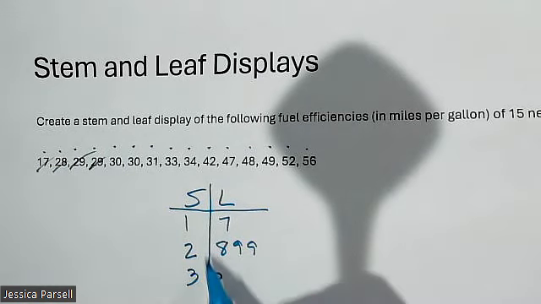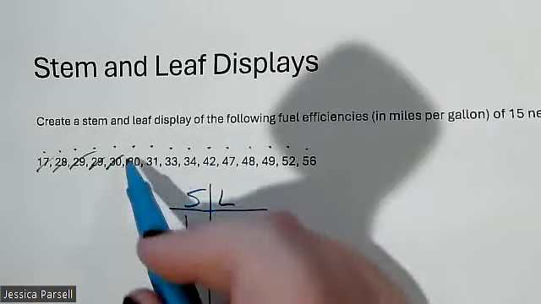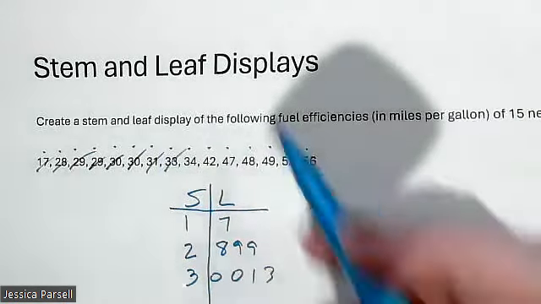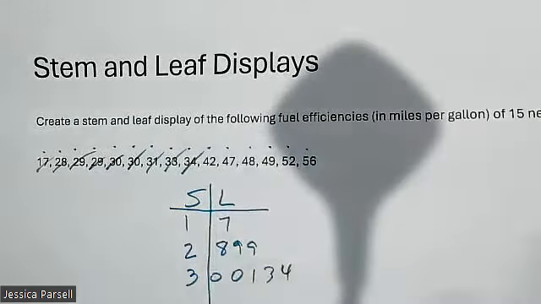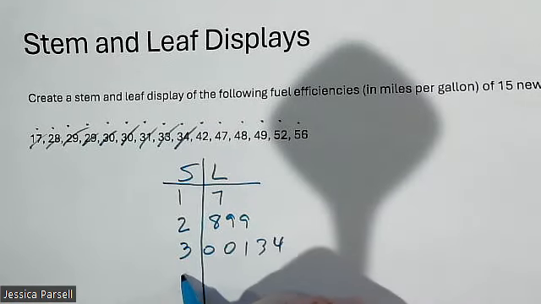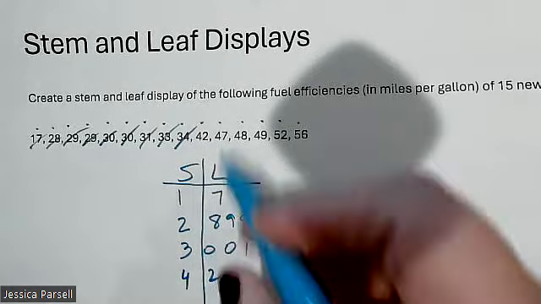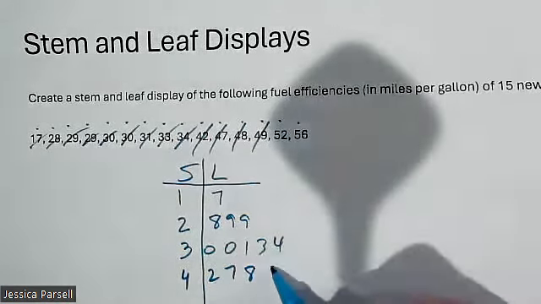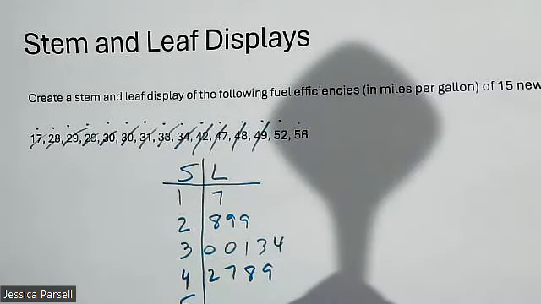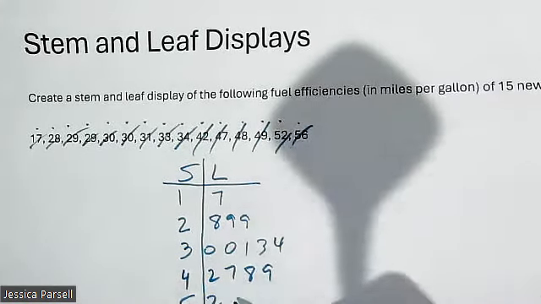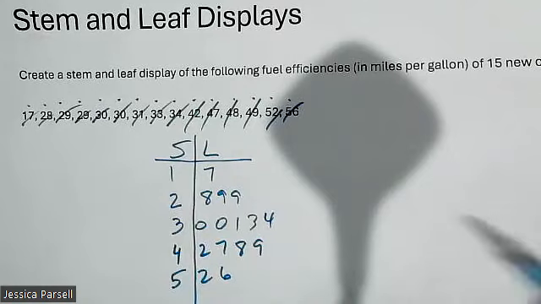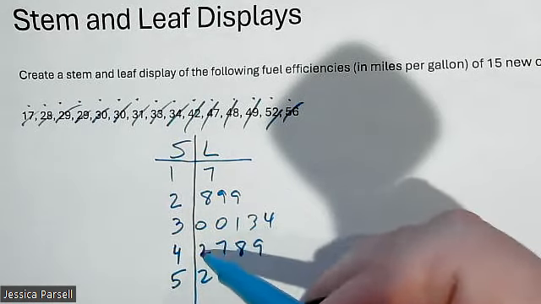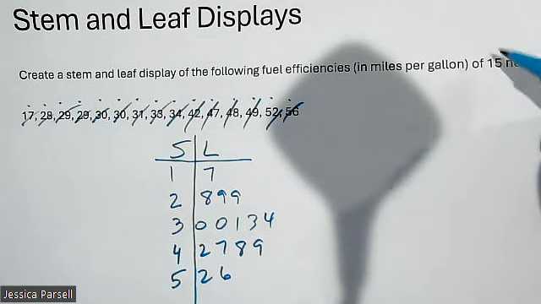Then we have a 30, another 30, a 31, a 33, a 34. That's it for the 30s. Now we're going to start with the 4. So 42, 47, 48, 49, and then we're going to get to the 50s. So 52 and 56. If you count each of your leaves, 1, 2, 3, 4, 5, 6, 7, 8, 9, 10, 11, 12, 13, 14, 15. That should match.